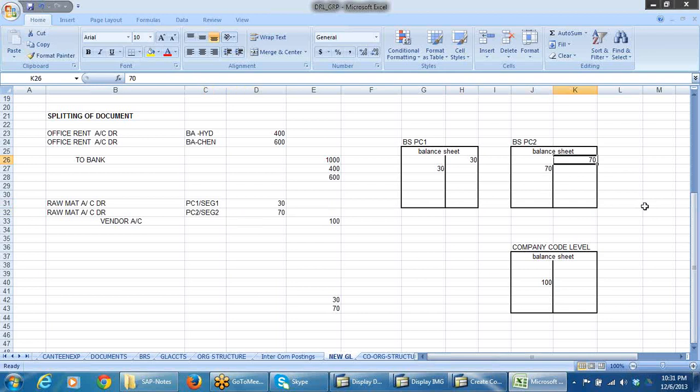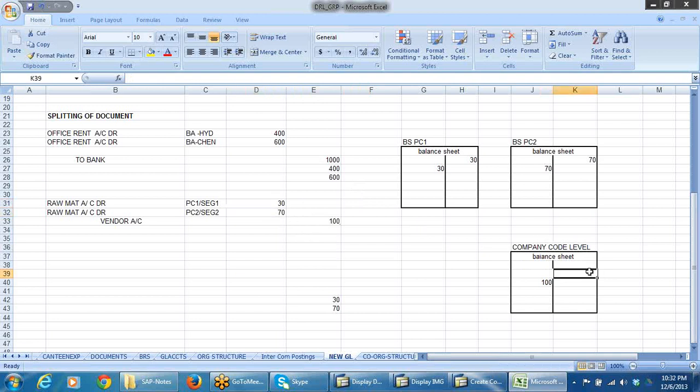Okay, now 100 rupees vendor account is there. The vendor account should be shown on the liability side, but if it is only 100, you cannot show the liability. That is the reason. If you are doing it company code wise, this is 40, 30, 70, 100 rupees.